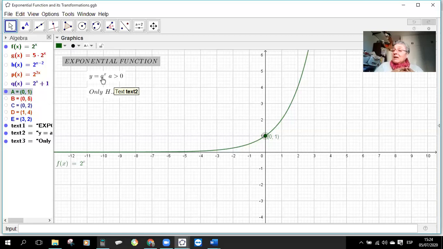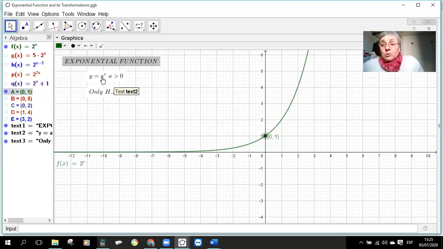So negative numbers as bases have many issues in this case, and it doesn't allow this expression to become a function. You cannot join the points also. That's why the value of a, the value of the base, must be always positive.